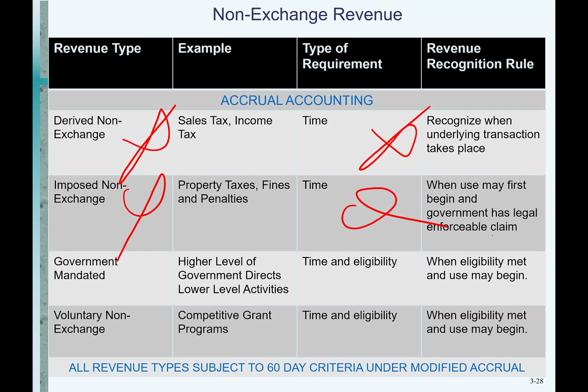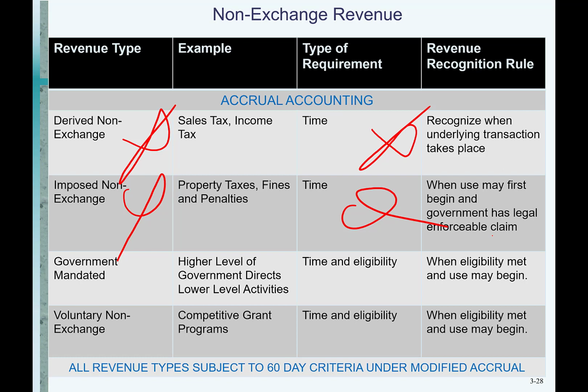Okay, so it's really more time and what? When use must begin? When use first begins was the rule there. And then if we're talking about government voluntary non-exchange, like a competitive grant, yes, time and eligibility finally are relevant, aren't they? I guess for government mandated, maybe eligibility is interesting when we're talking about contingencies. You've got to spend the money first. Other than that, eligibility is kind of nonsense.